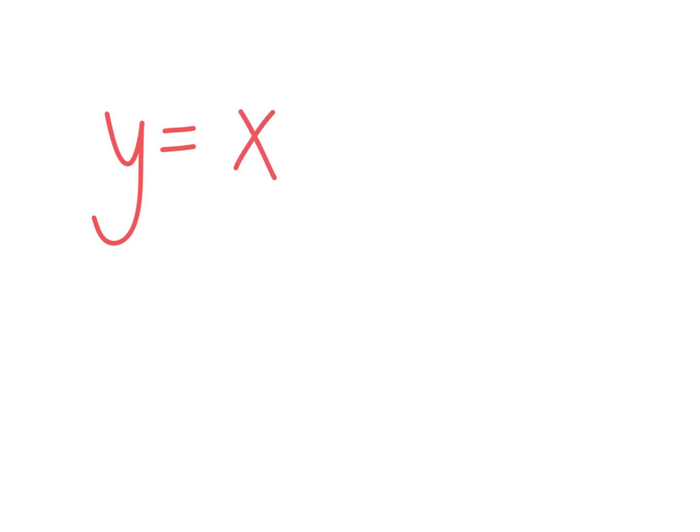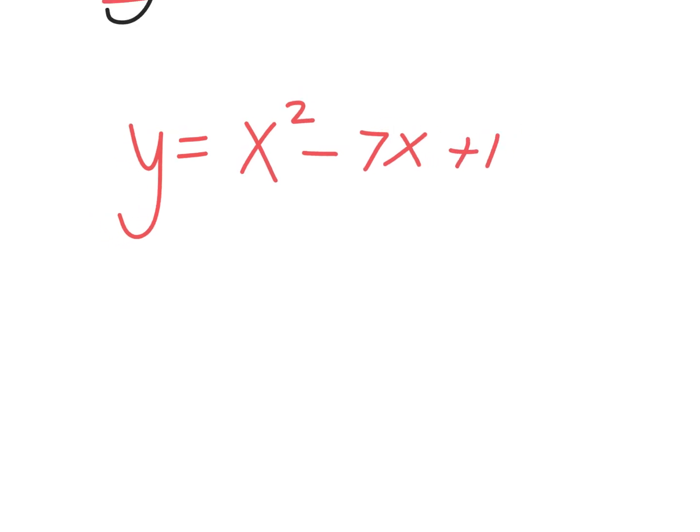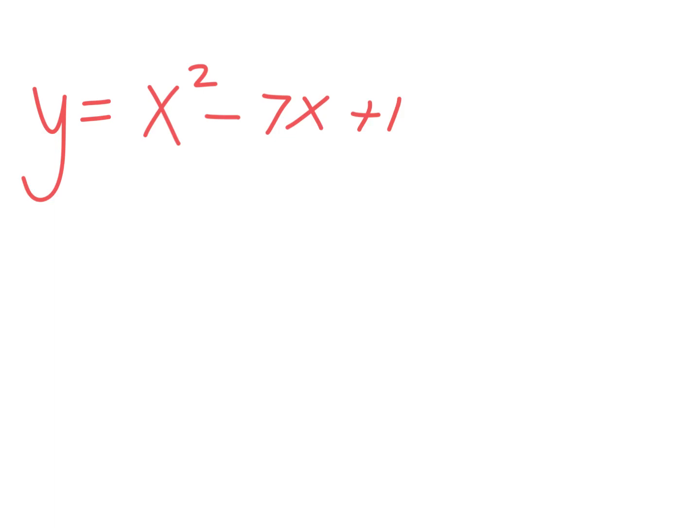y equals x squared minus 7x plus 1. Well, the first step is exactly the same. You need space. So put the plus 1 over here.